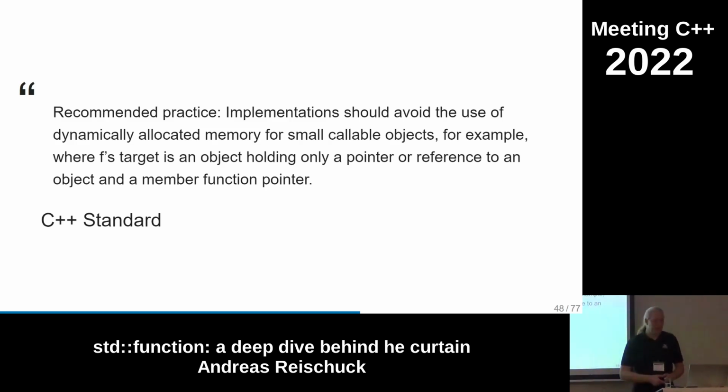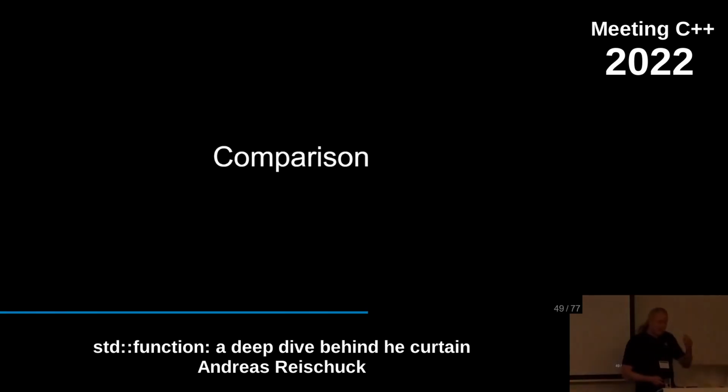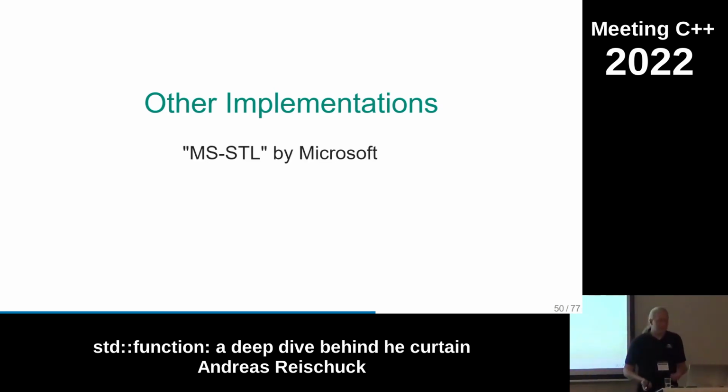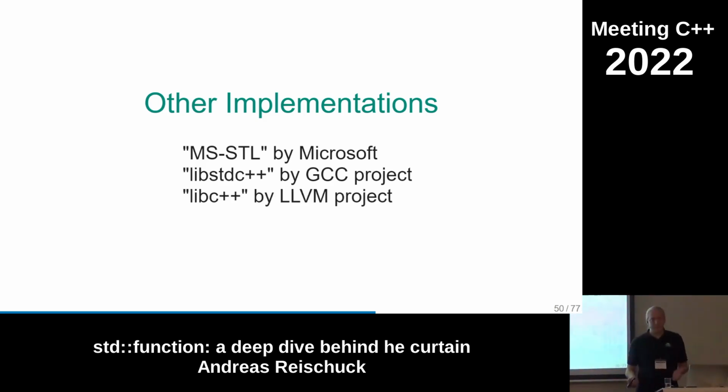So let's look at how in practice the standard libraries implement that, because that's a feature we can easily observe. And also, let's compare the standard libraries on the remaining features. Let's go for comparison here. What other implementations did I look at? The first one is the Microsoft STL. It's open source now, so we can look at all the code. We have the GCC standard library, libstdc++. We have the LLVM project. They also have a libc++ replacement library.